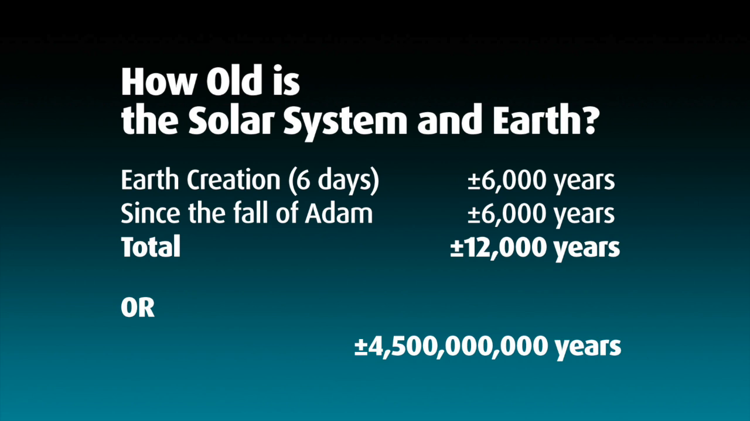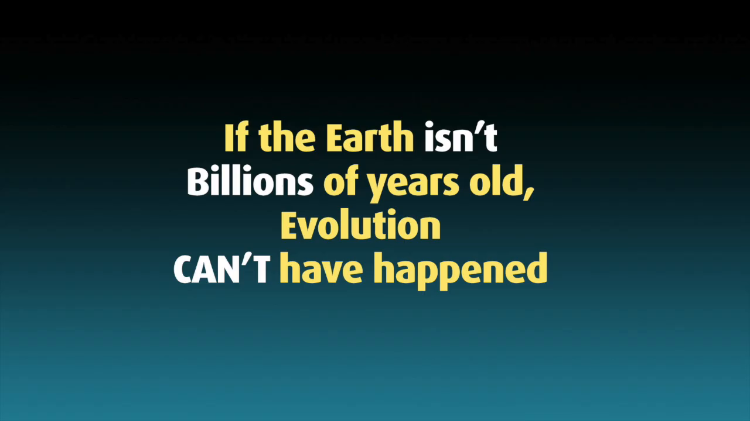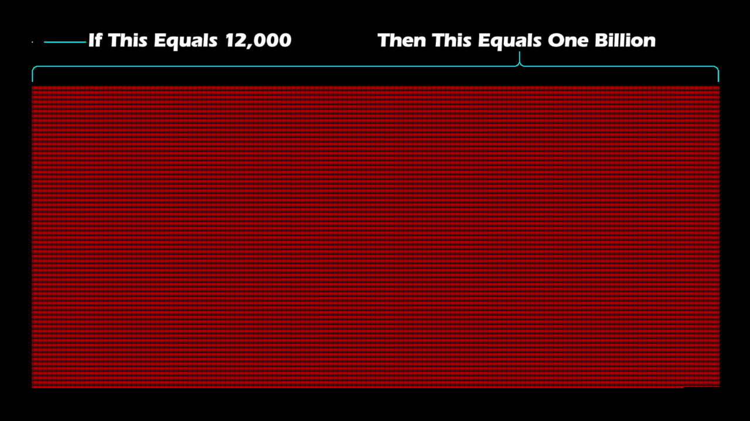Compare that to the naturalist or the evolutionary view of things as about 4.5 billion years. There's a big difference between those two. And one thing we have to remember, if the Earth isn't billions of years old, evolution can't have happened. Now I'll use this visual. In the upper left, there's a little tiny white dot. That represents 12,000 years. And if that dot represents 12,000 years, then all of those red dots together still only equals 1 billion. Massive difference.